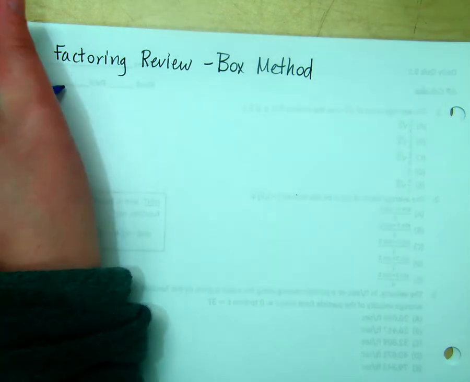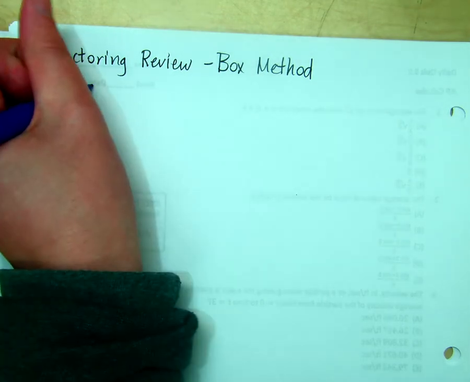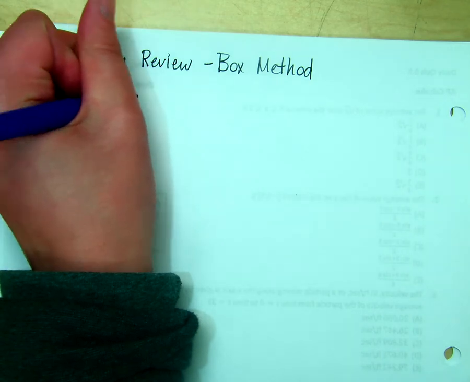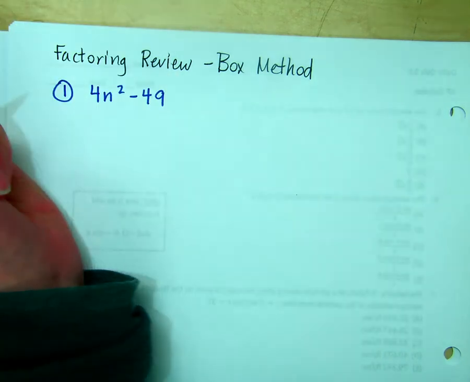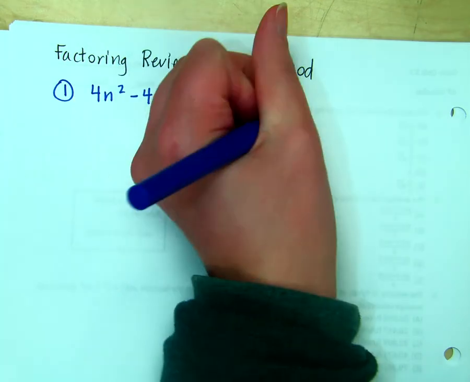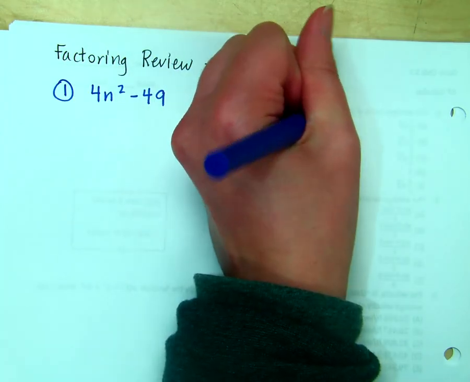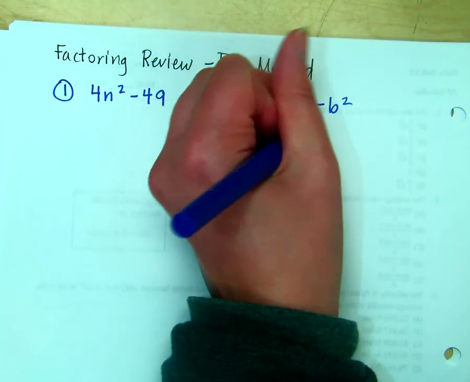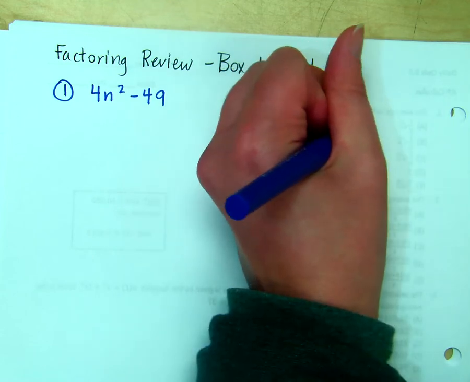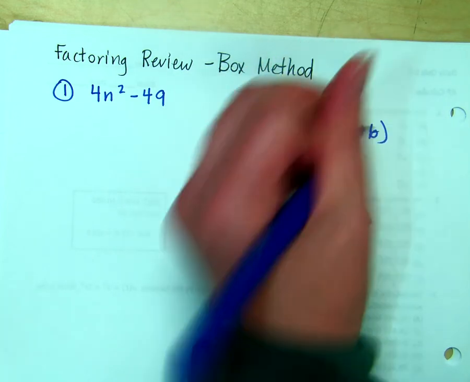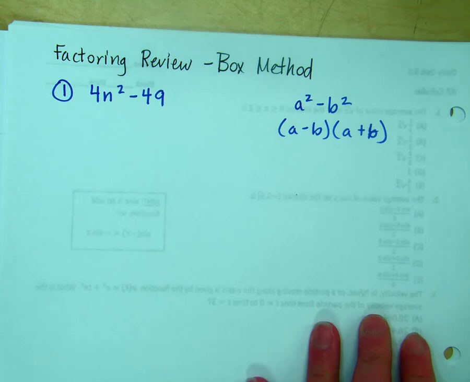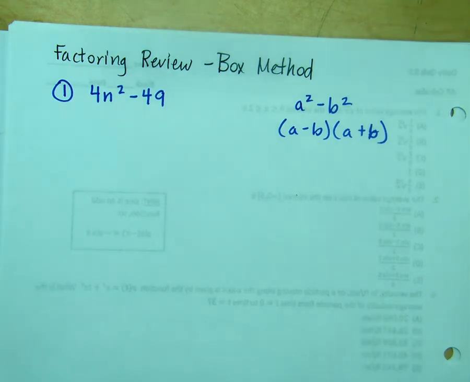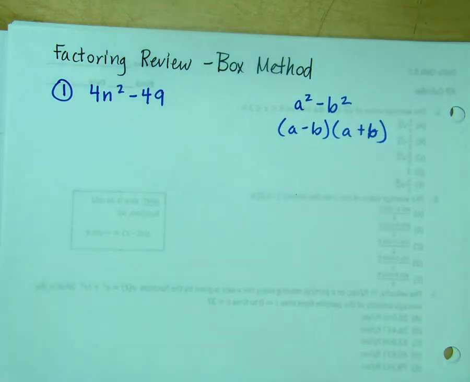Alright, the first one I'm going to do is number 1. Okay, this one turns out to be the difference of 2 squares, a squared minus b squared, which factors into a minus b and a plus b. If you don't recognize that, that's how I want to address this problem, if you do not recognize that right away.